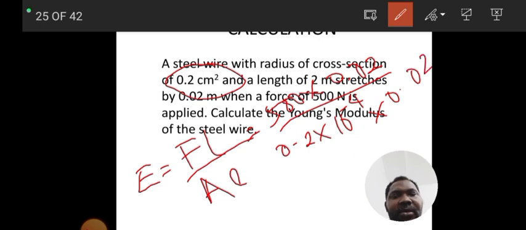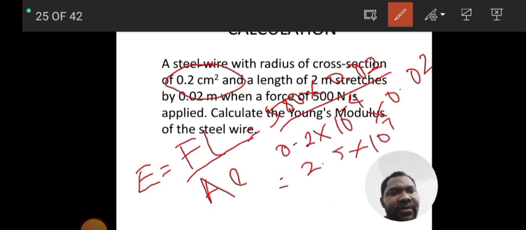So this is what we have. That gives us 2.5 times 10 raised to the power 7 pascal. So that's the answer to that.